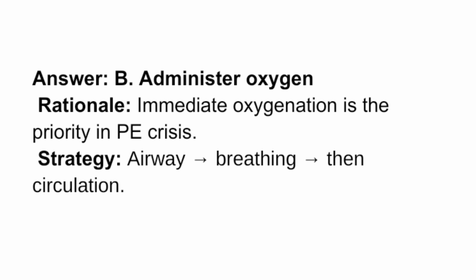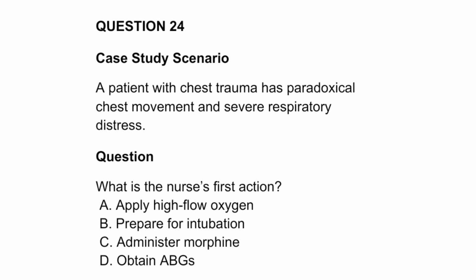Strategy: airway, then breathing, then circulation. Question 24. Case study scenario. A patient with chest trauma has paradoxical chest movement and severe respiratory distress. Question: what is the nurse's first action?